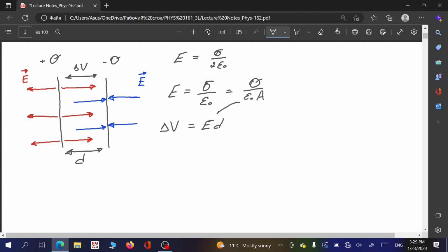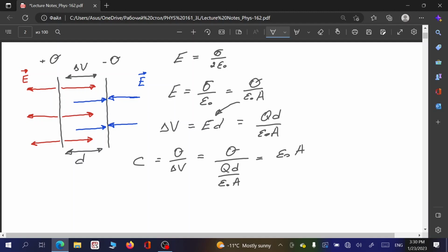So now we can substitute here the expression for electric field inside, and we get Q times d divided by epsilon naught times A. So now we finally come to the definition of the capacitance of such a parallel plate capacitor, C. And as you remember, we defined it earlier. It's Q, electric charge, divided by delta V, difference in electrostatic potential. So here it will be Q divided by Q times d over epsilon naught times A. And we end up with epsilon naught times A divided by d. So this is the expression for capacitance of a parallel plate capacitor.